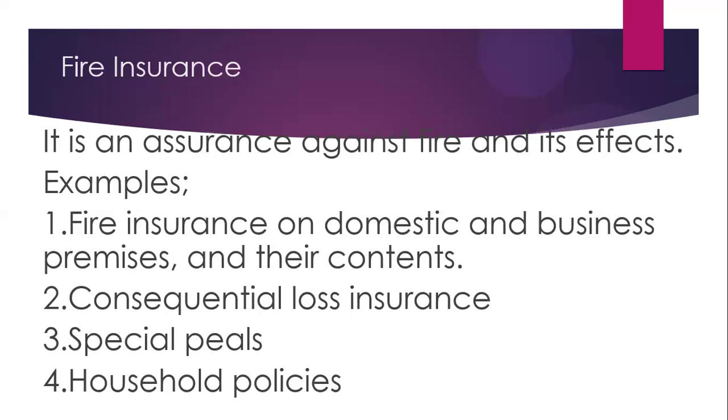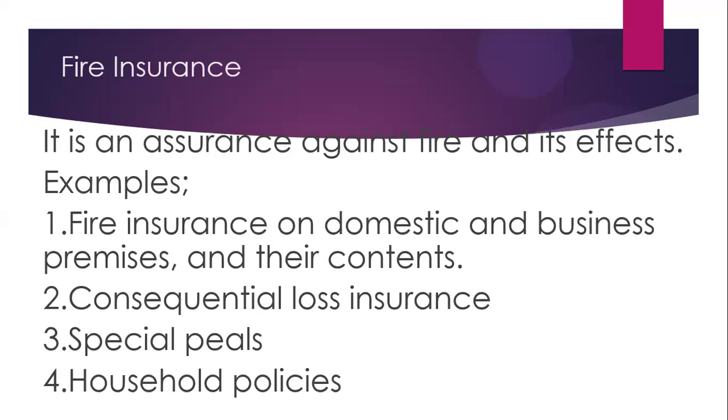The second is the consequential loss insurance. This is indirect loss which accompanies an insured loss, such as loss of earnings resulting from a burnt-down business that was insured against fire. Consequential losses are not usually covered by ordinary insurance companies unless specifically included on payment of additional premiums.